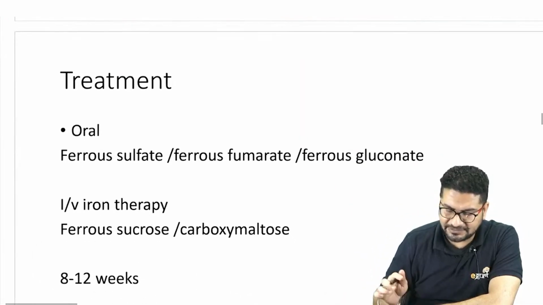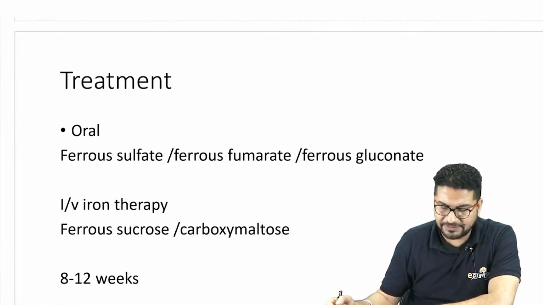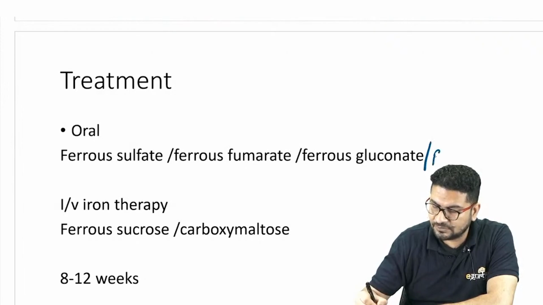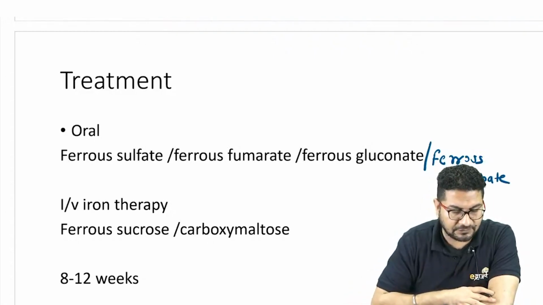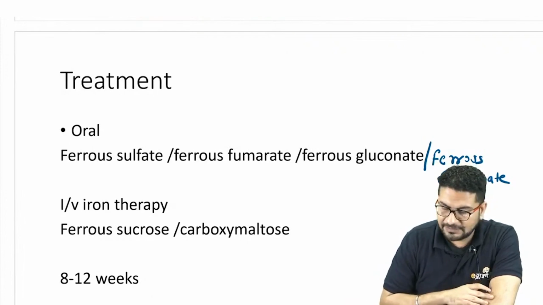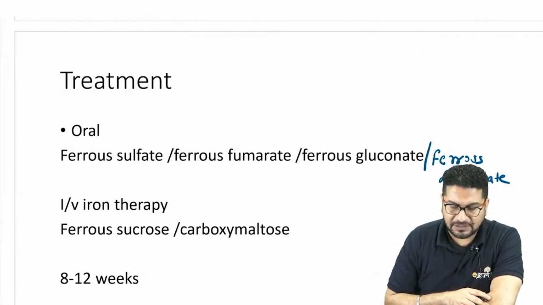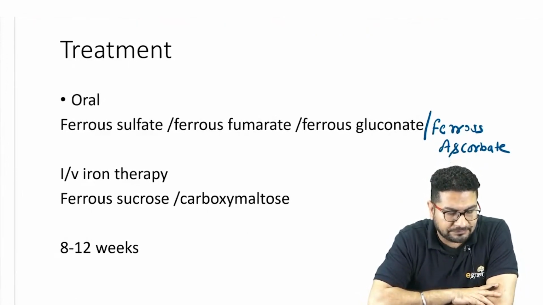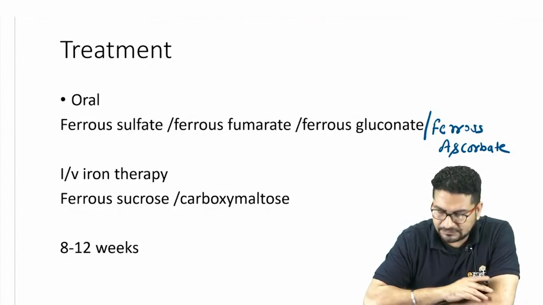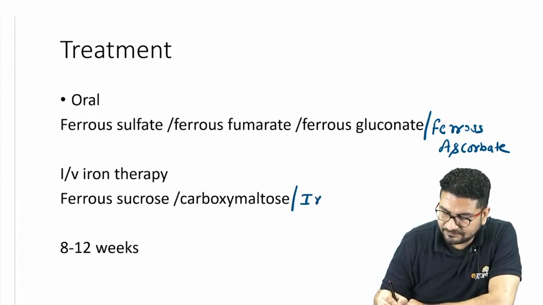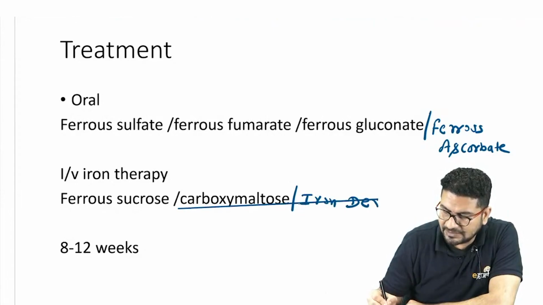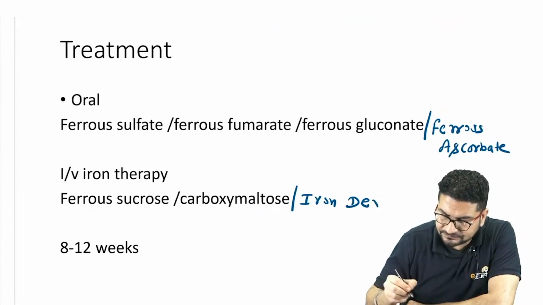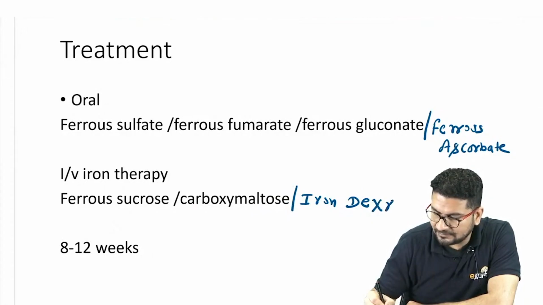Okay, treatment: I told you we can give oral supplementation like ferrous sulfate, ferrous fumarate, ferrous gluconate or ferrous ascorbate. Ferrous ascorbate is my favorite and what I prescribe, because it already has ascorbic acid. So these are oral iron formulations. Or we can give IV iron like iron sucrose, iron carboxymaltose or iron dextran. Iron dextran is something that is commonly used.